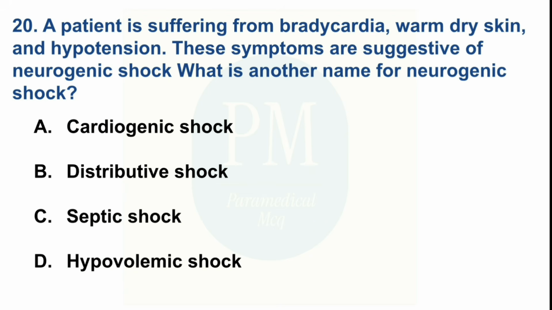A patient is suffering from bradycardia, warm dry skin and hypotension. These symptoms are suggestive of neurogenic shock. What is another name for neurogenic shock? Option A, cardiogenic shock. Option B, distributive shock. Option C, septic shock. Option D, hypovolemic shock. The correct option is option B, distributive shock.